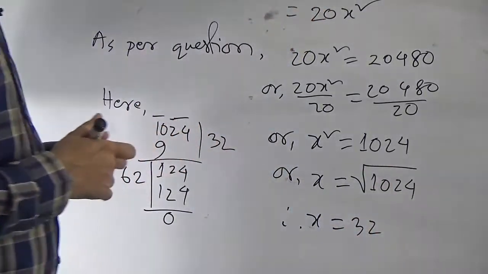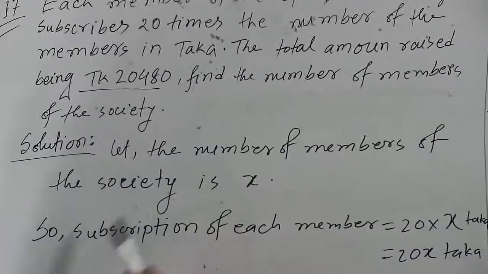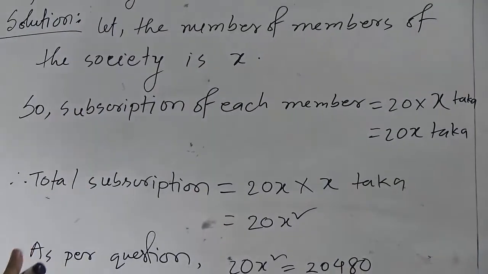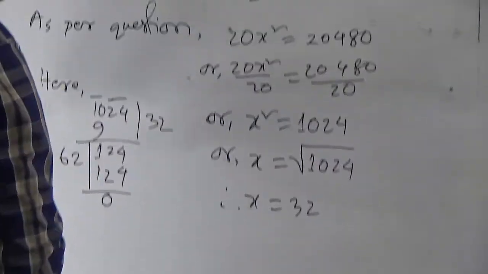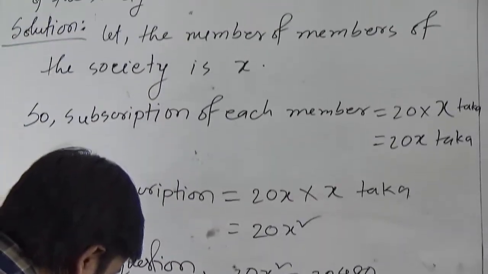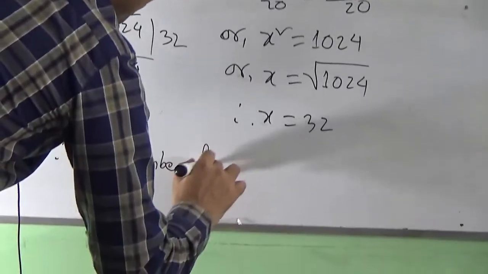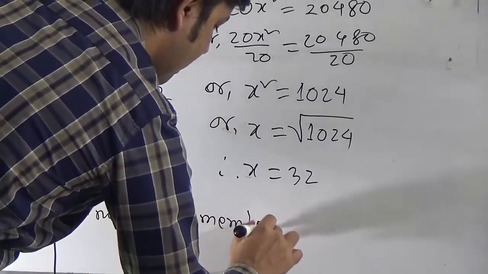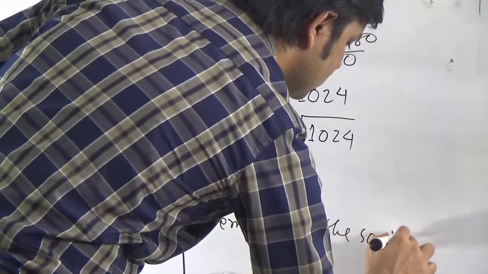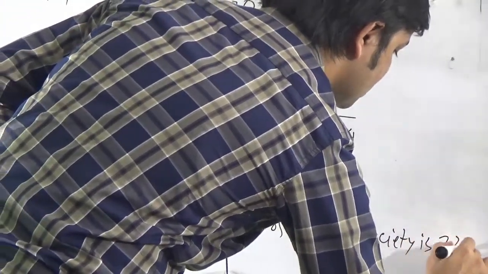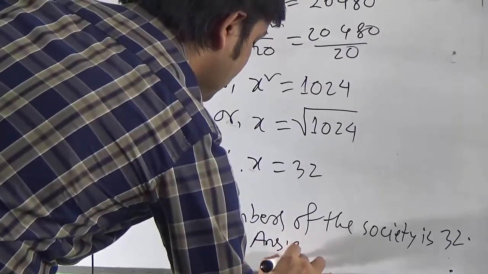The square root of 1024 is 32. So we can say x is the number of members in the society. So we can say the number of members of the society is 32. Therefore the number of members of the society is 32. So our required answer is 32.